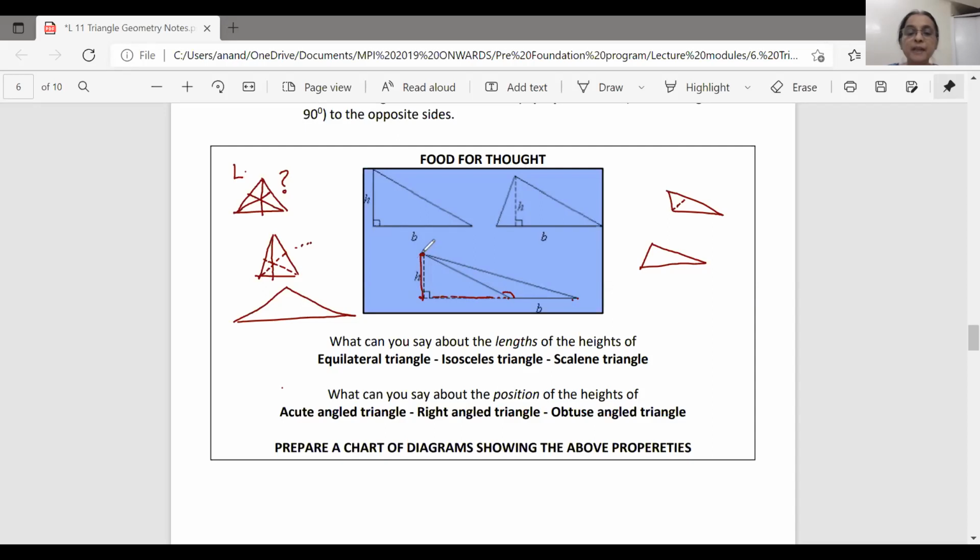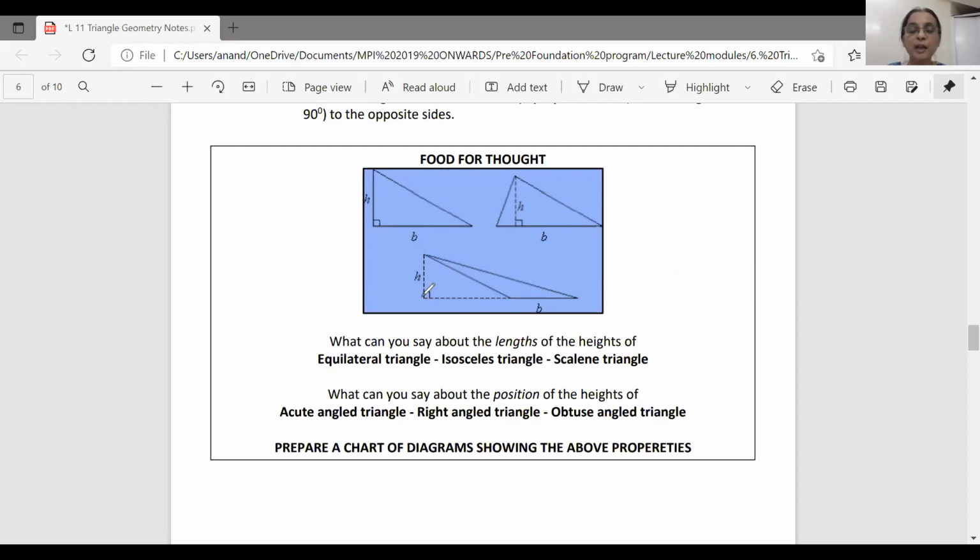I can never draw a perpendicular from this vertex on this base directly. I can never make an angle of 90 if I am going to draw it like this. If I want to make an angle of 90, I will have to extend this base. So for an obtuse angle triangle, note that one of the heights, this height, will come outside the triangle.